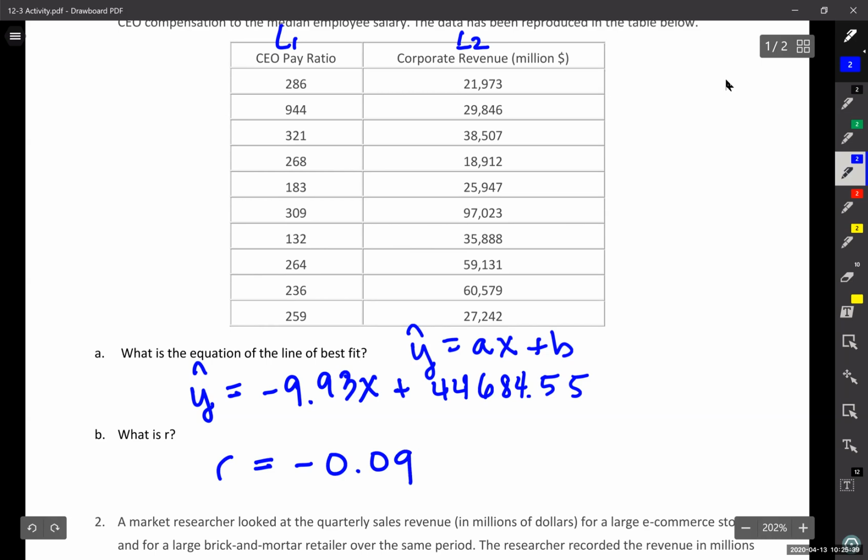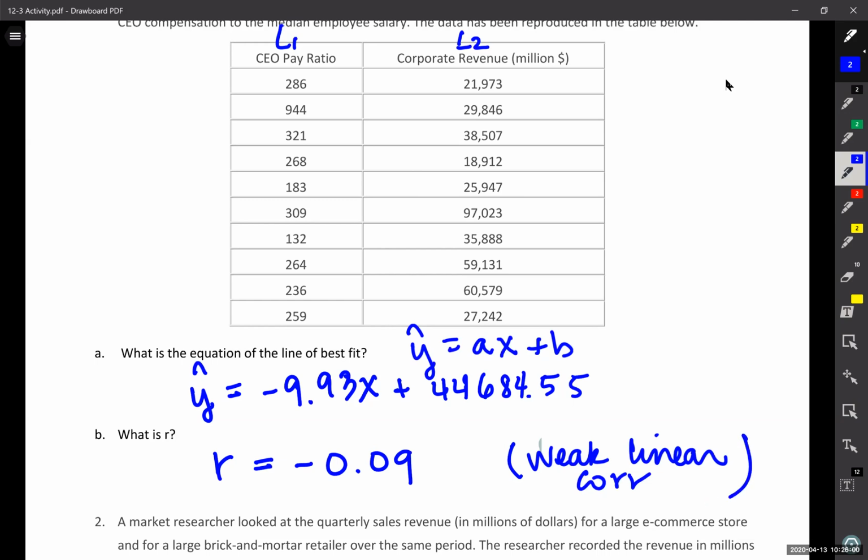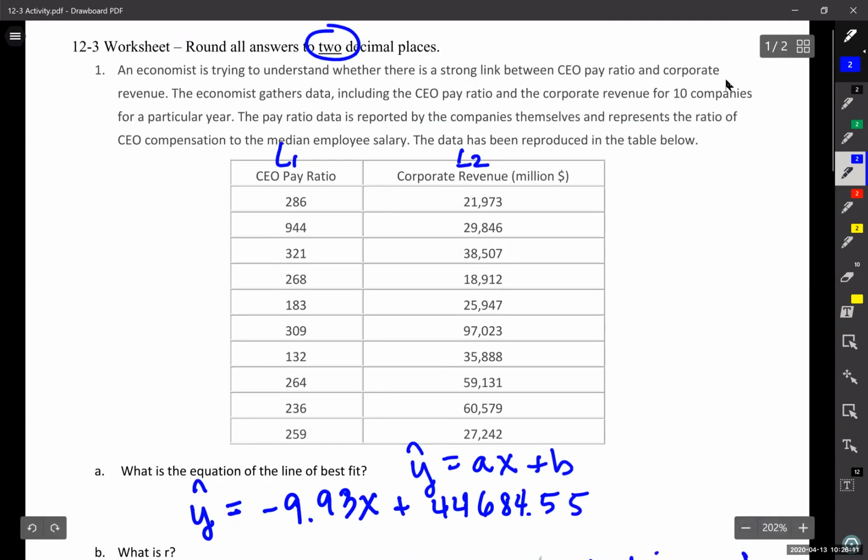And then for R from the calculator, we got negative 0.09. What this is telling us, I can say it in the positive way, is this is a weak linear correlation, because that R is really close to 0. So this is very weak. It doesn't ask you that in the question, but I thought it would be a good recap of what we've been talking about with R's. And I have a negative slope. Yeah, that's all that is being asked in this question.